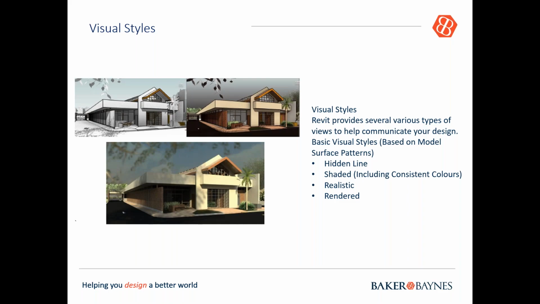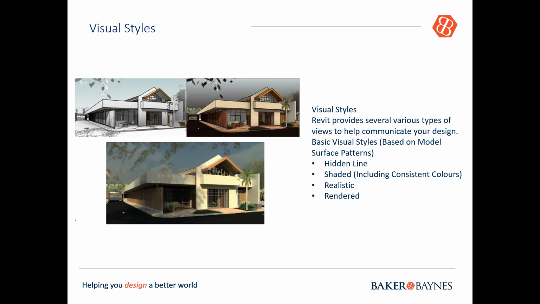So we are going to be chatting about how to edit your graphic display options. In terms of graphic display options, we're looking at visual styles. Now, Revit provides several of these types which help you to view and communicate your design. The basic visual styles, which are based on model surface patterns, include shaded, hidden line, realistic, and obviously rendered.